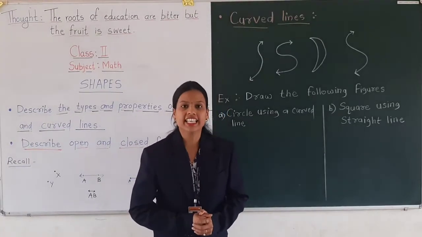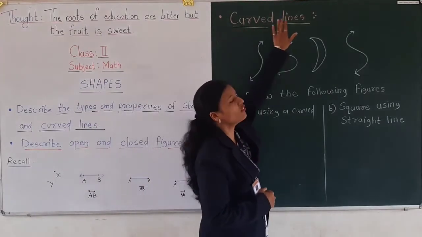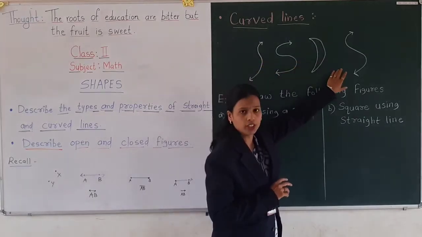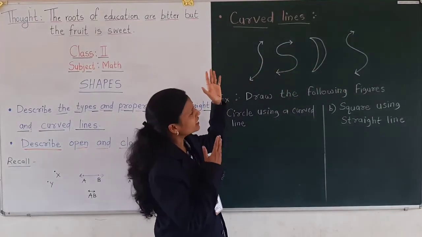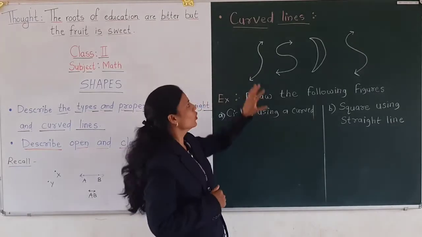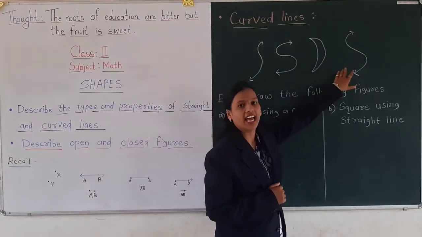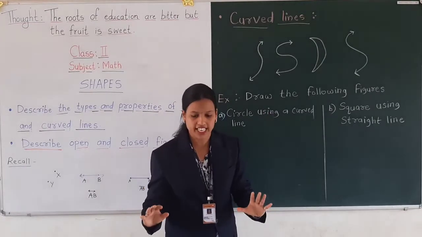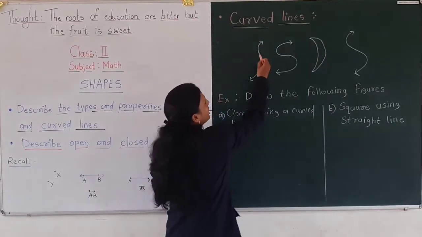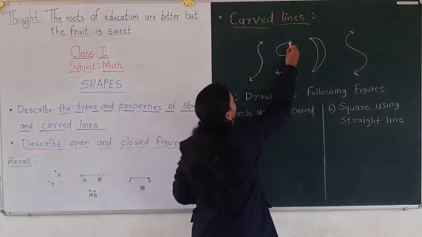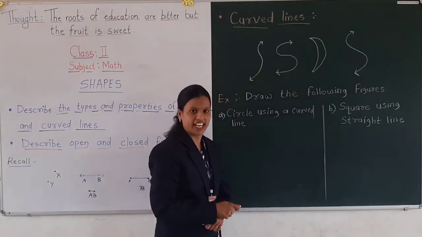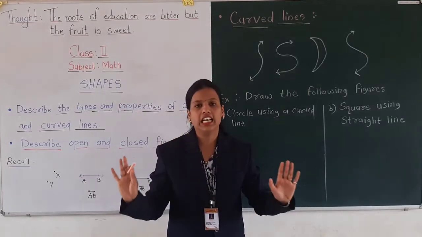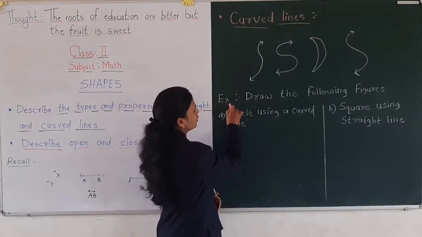Now we will see the next point, that is curved lines. Right? Students, just look carefully at the board. Have you seen, are there straight lines? No. These lines are called curved lines, which are not straight. So see students, carefully when you draw, these are curved lines. Understood? The curved lines are not straight lines. Then we move to a further point.